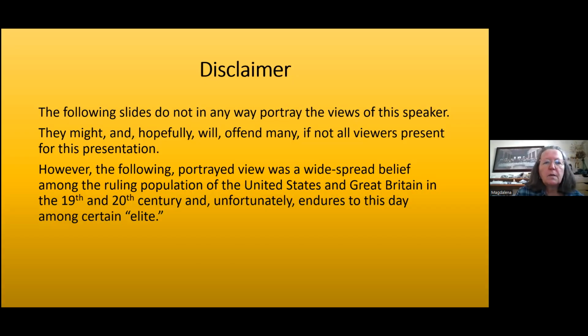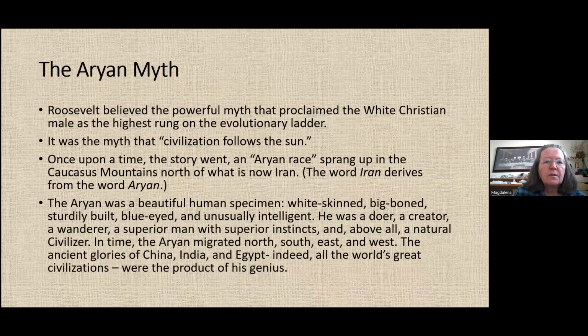So what are these powerful movements? Roosevelt believed, and not just he, many others of the so-called ruling elite believed, the powerful myth that proclaimed the white Christian male as the highest rung on the evolutionary ladder. It was the myth that civilization follows the sun. And this is the story.